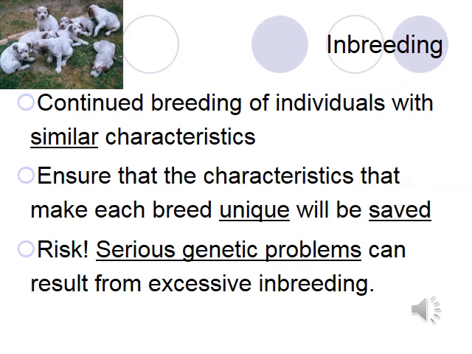So you want to keep the hybrids isolated from the originals and continue breeding those together. This ensures that the characteristics that make each breed unique, in other words, that we want, will be saved. It makes sure that we keep what we made. It doesn't get blended again with an original.